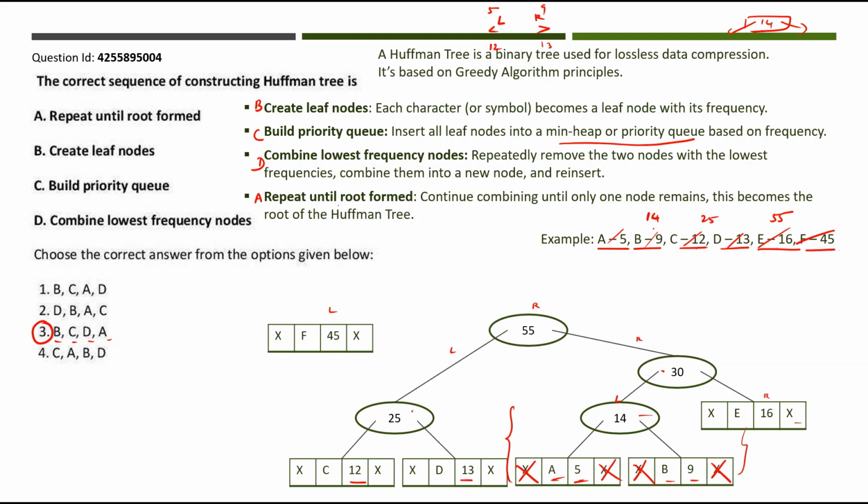We have to repeat this until root is formed. We will now find the root of this particular tree. 45 plus 55 will give a value of 100 and this will be the root of the Huffman tree.